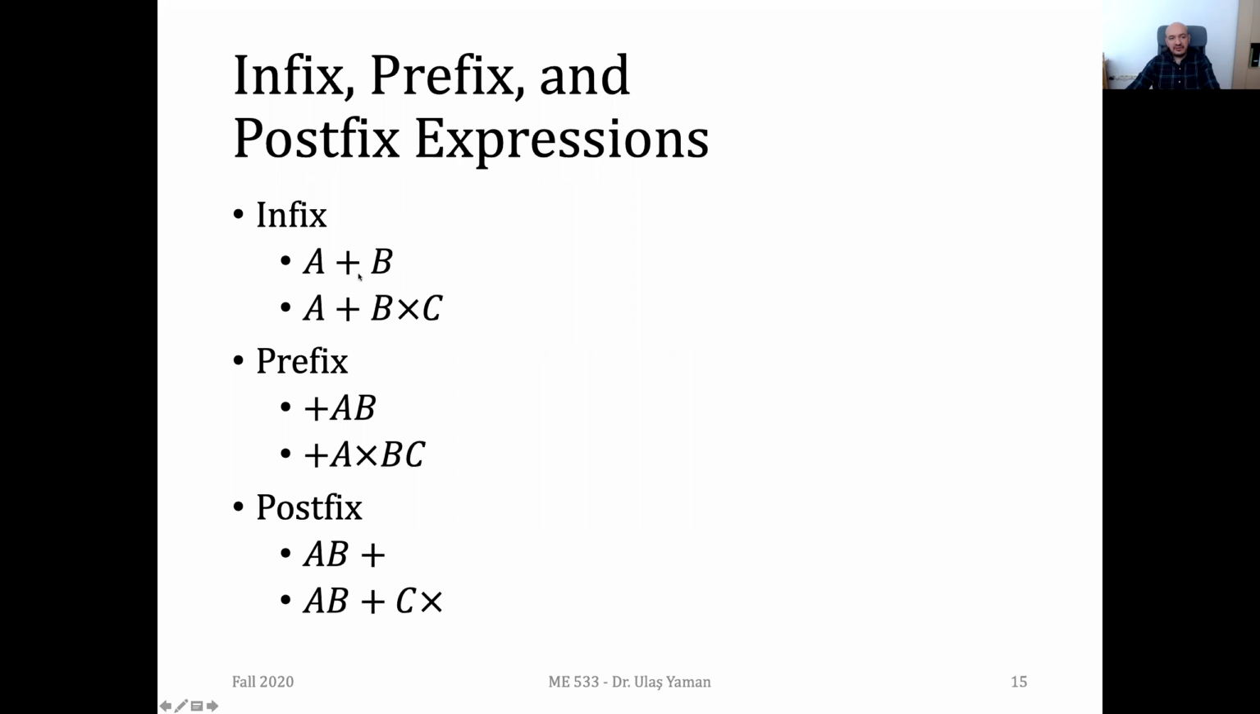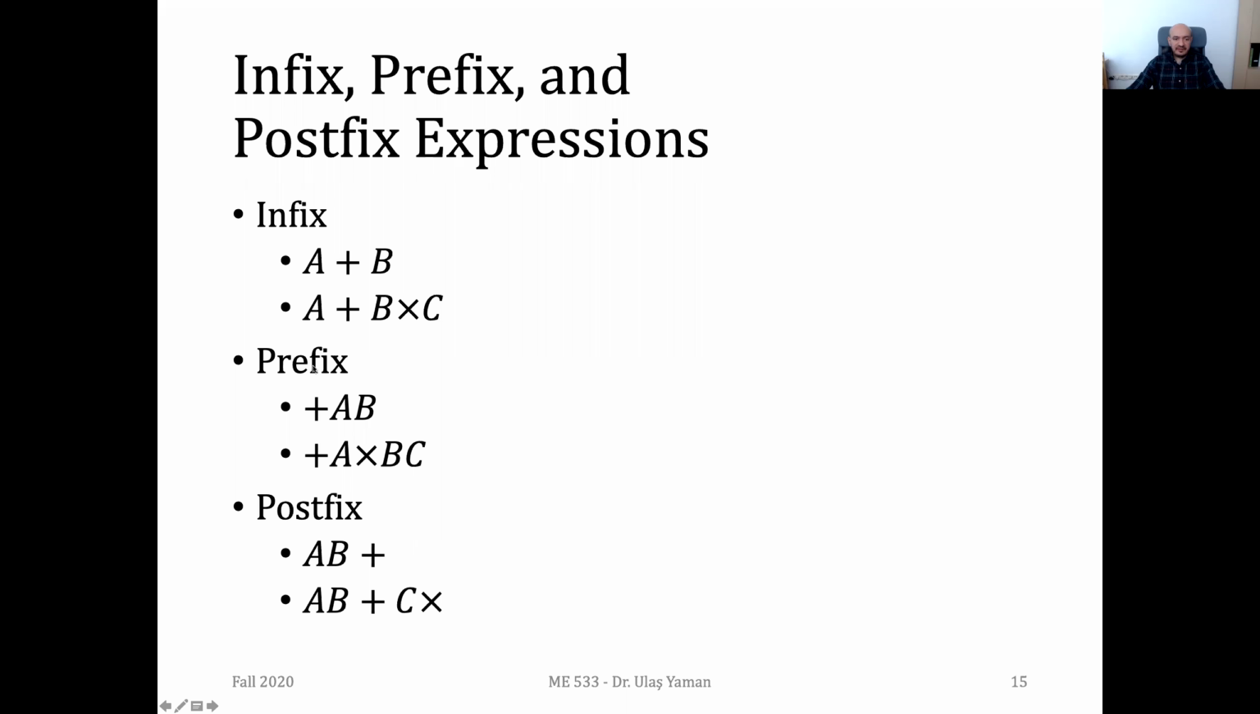And obviously we know that the operators have different importance. For instance, we don't have parentheses here. Since multiplication is more important, we will perform the multiplication first and then do the summation. And again, since it's an infix expression, we need to have these operators in between the operands.